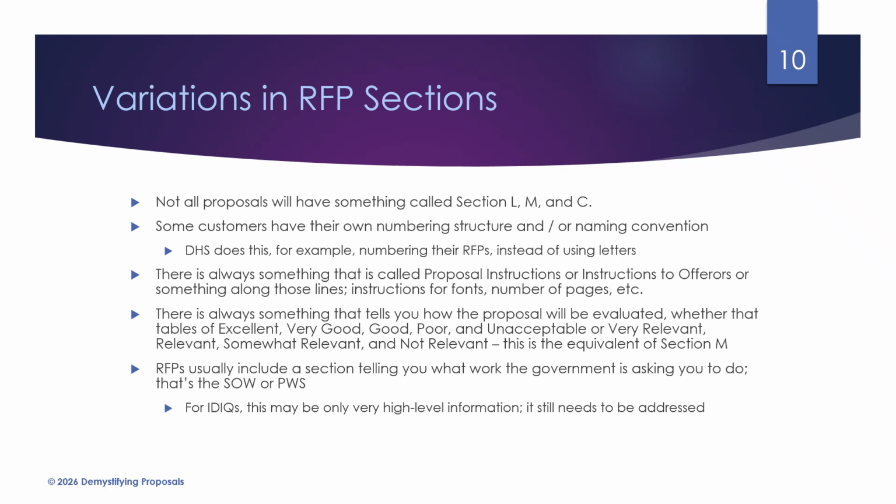Proposal people tend to use those terms, section L and M and C, but we all know that some RFPs don't actually use those categories. Some customers have their own numbering structure or their own naming convention. For example, the Department of Homeland Security uses numbering in their RFPs.